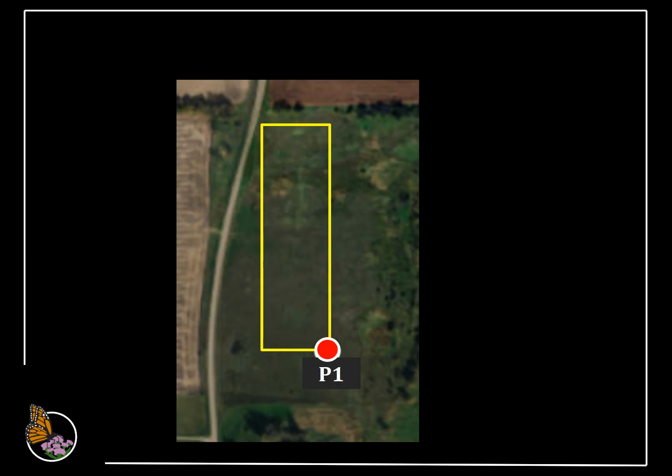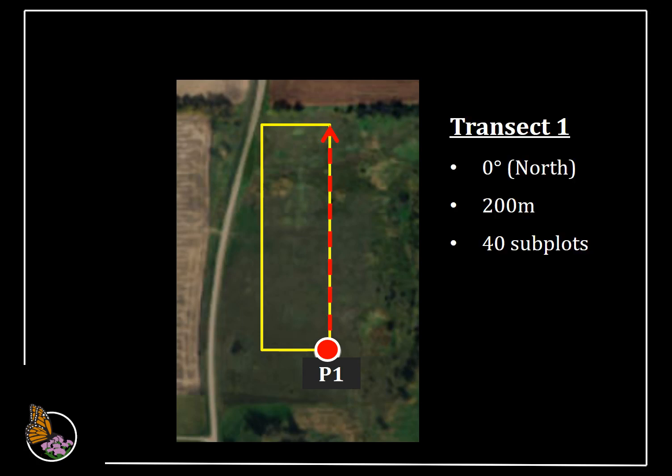First, navigate to point number 1, just like you did when you first set up the plot. Set your compass to the bearing you determined in site selection. Run Transect 1 for 200 meters in that direction, sampling subplots every 5 meters along the way for a total of 40.